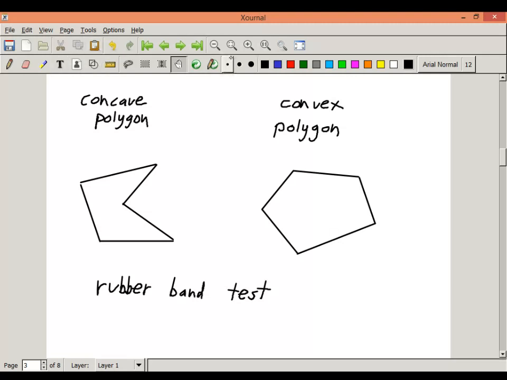It's called the rubber band test, and it works like this. If you want to know whether your polygon is concave or convex, imagine stretching a rubber band around the figure. If you can see any daylight between the polygon and the rubber band, you're going to have a concave polygon, like in this first one. If you could put that rubber band around the polygon tightly and not see any daylight, that's a convex polygon. So when you hear the words concave and convex, you can think of the rubber band test and what you might have as far as a polygon.